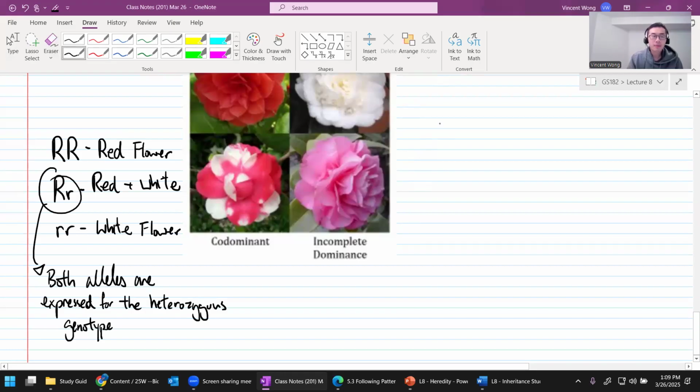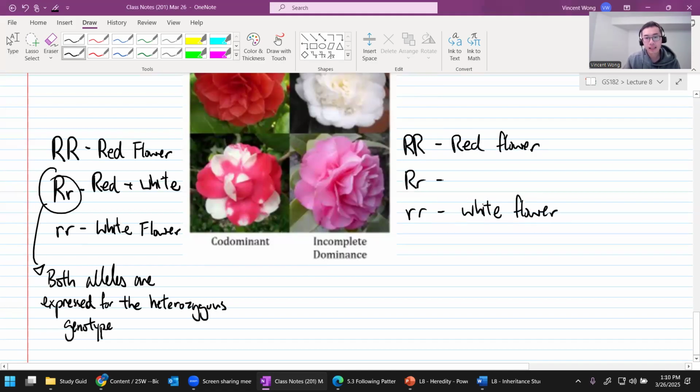And sometimes, instead of both showing up, it's going to be in the middle, a blend of the two alleles. So that we call incomplete dominance. So again, big R is red flower. Small r is white flower. And then it's not red, it's not white, it's somewhere in between. So you get pink flower.